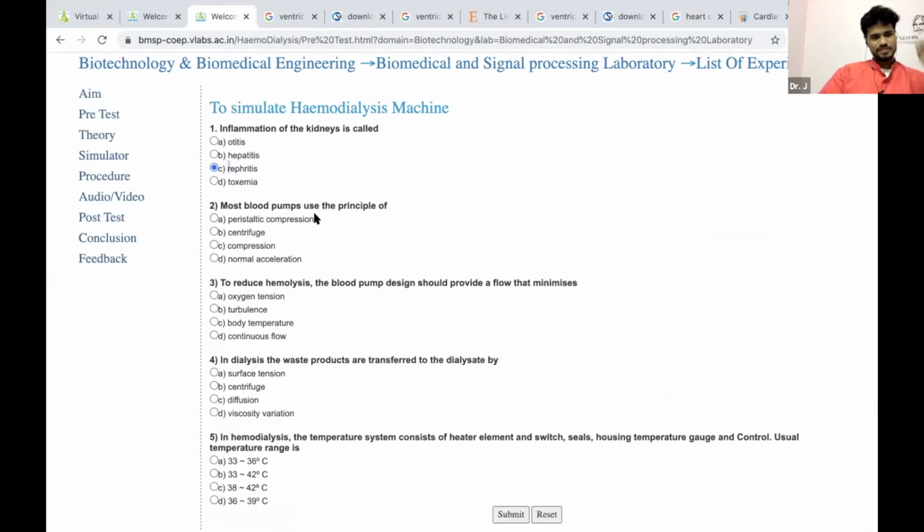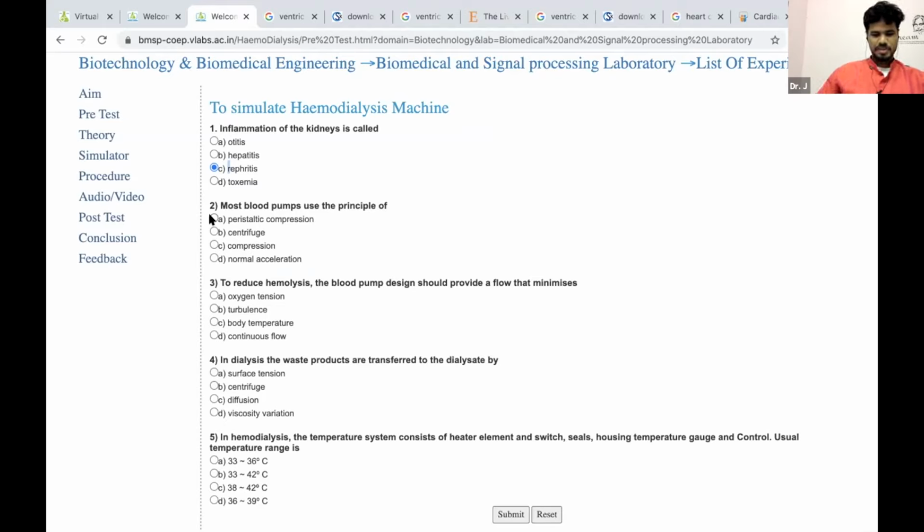Nephritis is what we refer to. Most pumps of blood, what is this? Most blood pumps use the principle of what? You also need a blood pump for this. Centrifuge, compression, normal acceleration. It's a peristaltic compression.